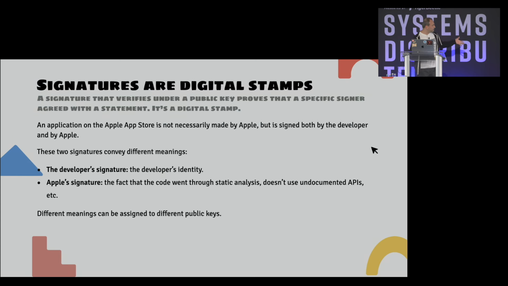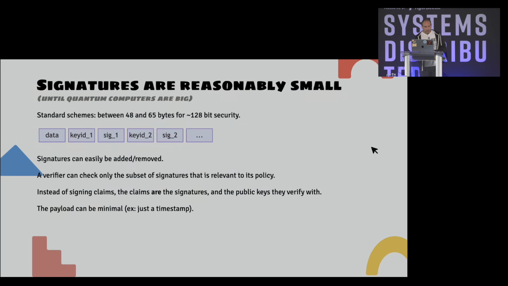So we can assign different meanings to different public keys. And it turns out that signatures are pretty small, like 55 bytes max. It's OK. It's not too big. So it's perfectly fine to have multiple signatures for the same payload. And if we do that, it's very easy to add signatures, remove them. So we can attach some kind of metadata to the payload. And this metadata is not arbitrary. There is someone who actually knows the secret key that is responsible for each signature.